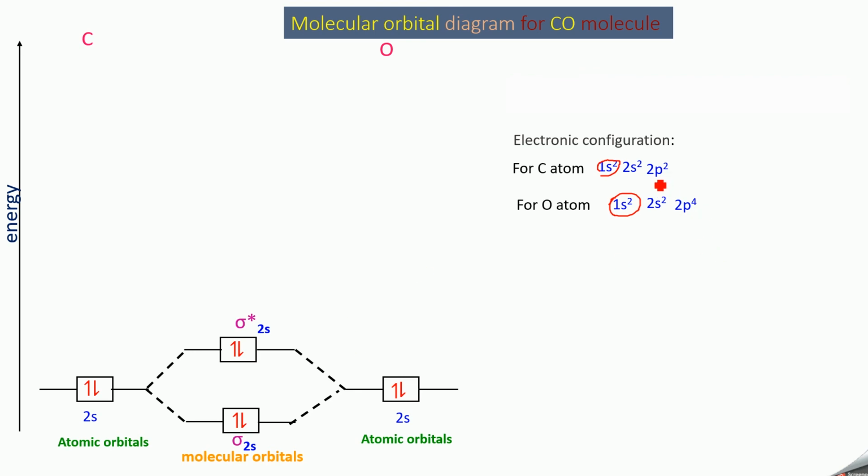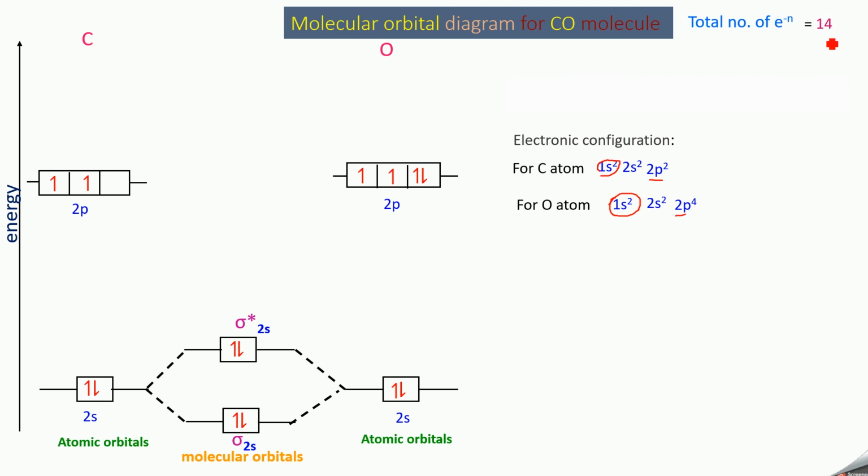Now we will go to 2p. So 2p here for carbon has 2 electrons. You can write px, py and pz atomic orbitals for this carbon, but px and py alone will have electrons. Now for this oxygen we have 2p with 4 electrons. Now these two will mix to form molecular orbitals. Here we have to see the total number of electrons. Here carbon 6, oxygen 8. So the total number of electrons is equal to 14.